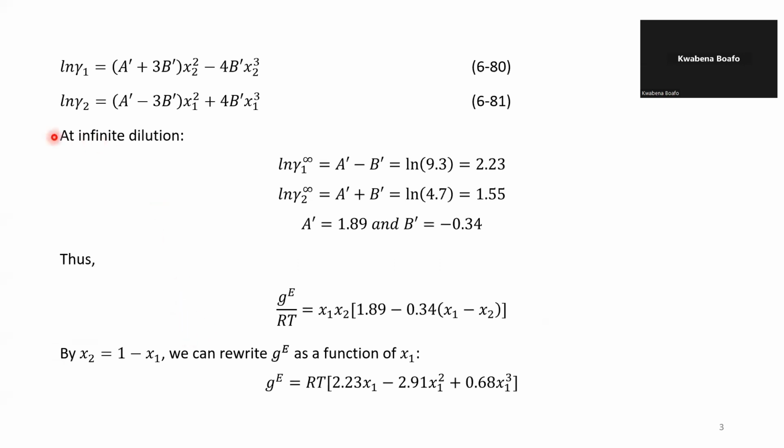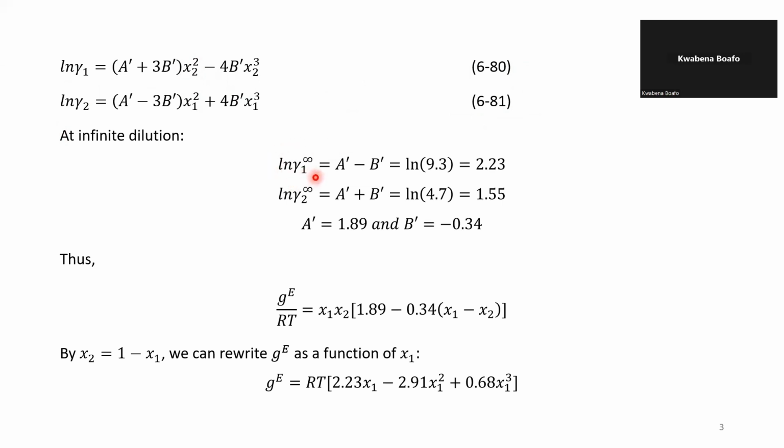Again, we use the Redlich-Kister expansion and we obtain equations 6.80 and 6.81. In order to obtain the infinite dilution limits, first we assume that x1 is equal to 0. If x1 is equal to 0, then x2 is equal to 1, because we have a binary mixture and x1 plus x2 should be equal to 1. We make our substitution, and then we obtain this equation at infinite dilution.